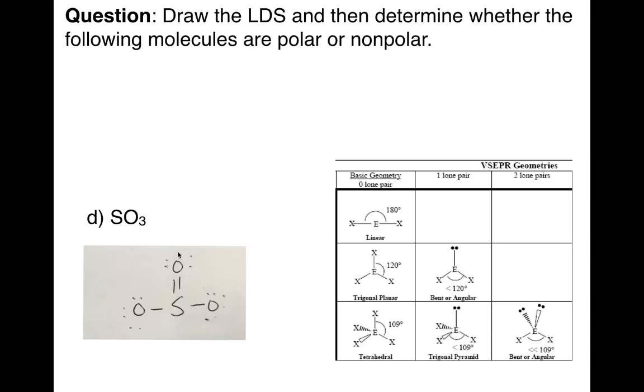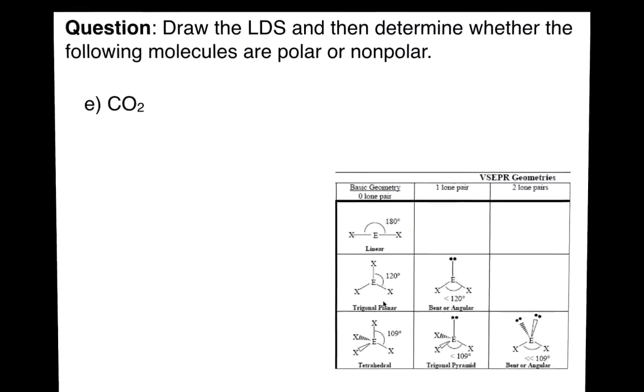SO3, that one's kind of hard. That's what SO3 should look like. And so again, take a look at this. Which one best fits? It would be this one. Yes, even if there's a double bond, it doesn't matter. These can be double or triple bonds. Doesn't matter at all. That means it is nonpolar because it is a trigonal planar shape.